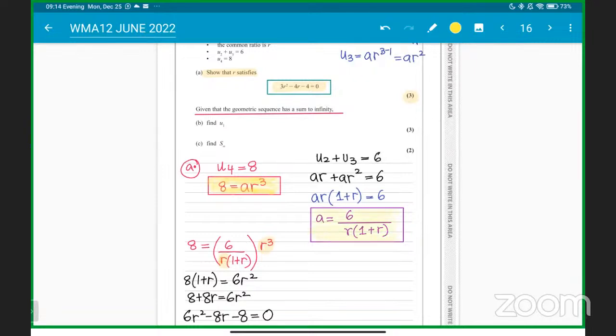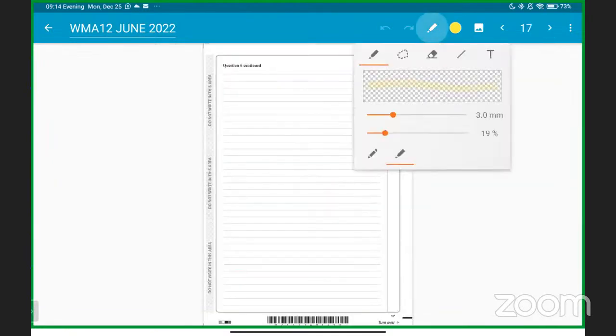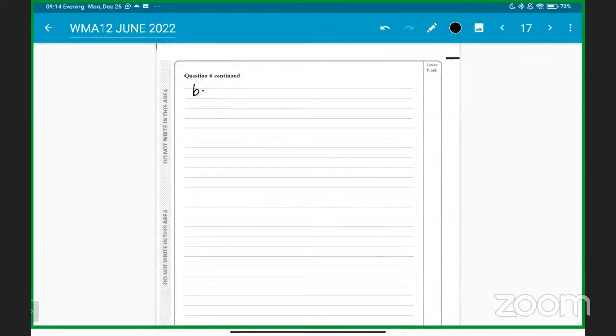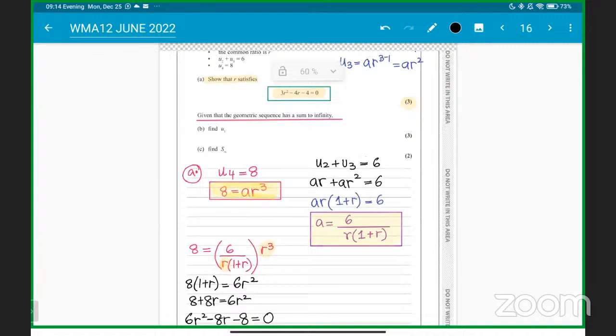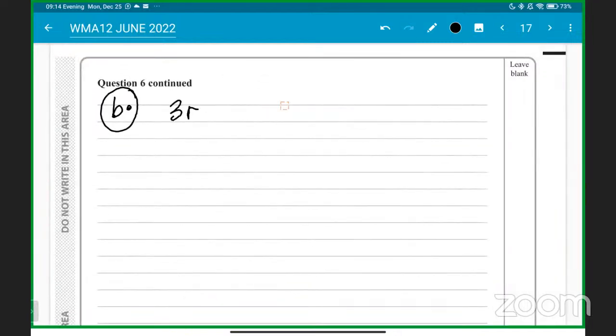Anyone have any idea why they are saying that this has a sum to infinity? Anyone? Hello? Will we do u1 plus u2 plus u3 plus u4 is equal to sum to infinity in the formula we will put? No. Let me explain. The reason for this sum to infinity is we have this 3r square. We have got a quadratic equation 3r square minus 4r minus 4. Follow everyone very carefully for another important concept. 3r square minus 4r minus 4 is equal to 0.